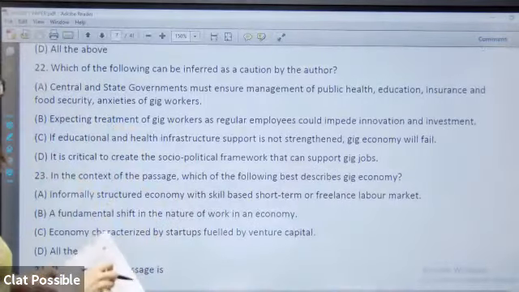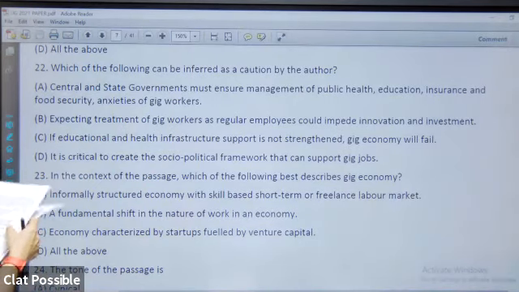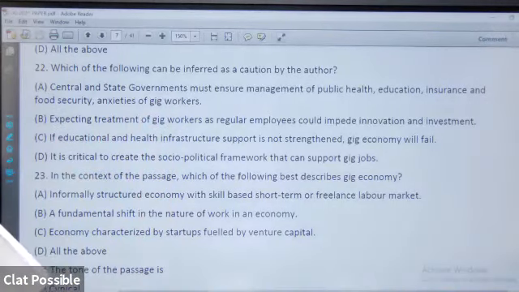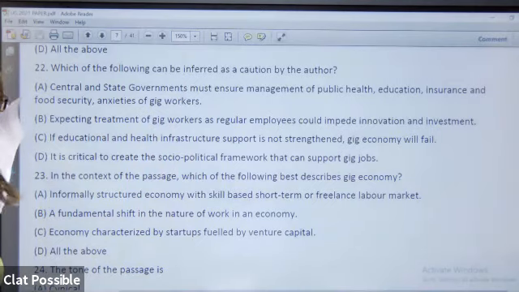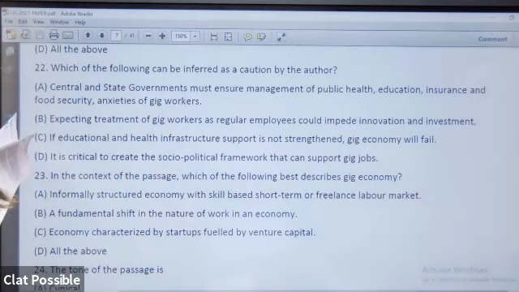22nd, what can be inferred as a caution by the author? Now, in this question, we have to see what the government has to do, right? Now, B is not what the author is cautioning against. The author is not also really saying that if the gig is not strengthened, the economy will fail, right? We are not going to create a socio-political framework that supports gig jobs. We have to just ensure management of public health insurance and food security and anxieties of gig workers.